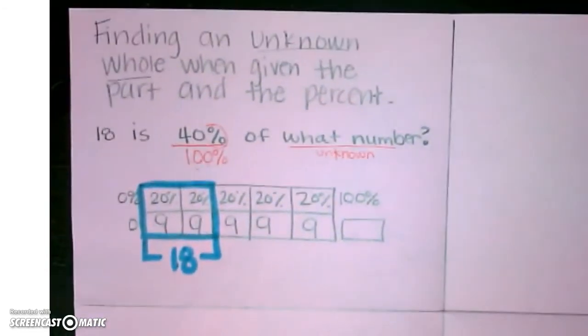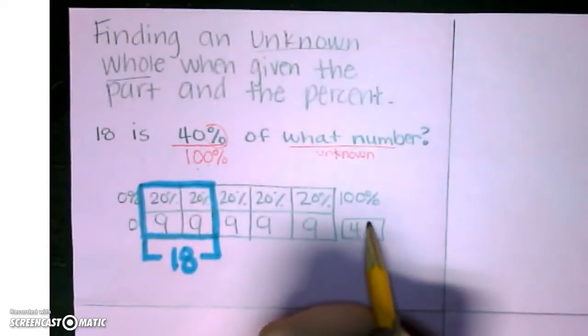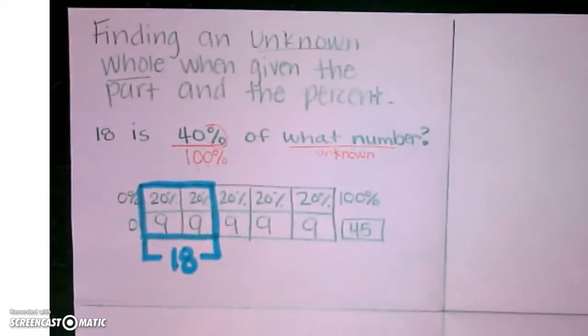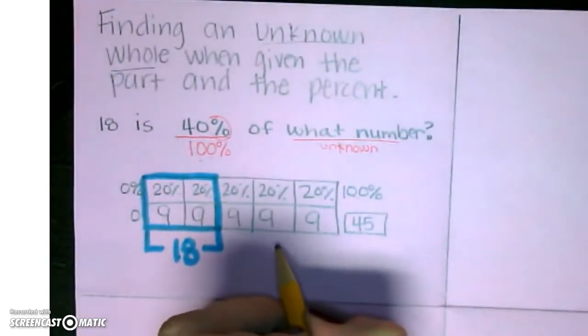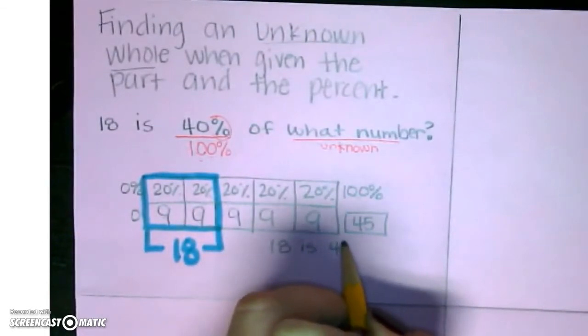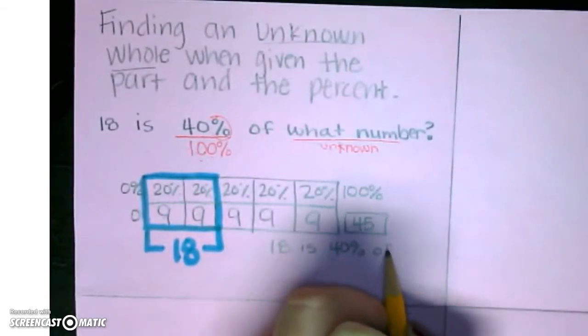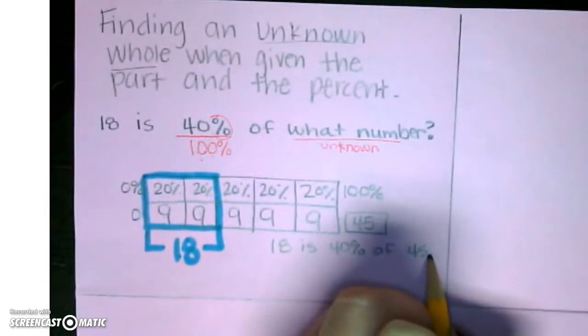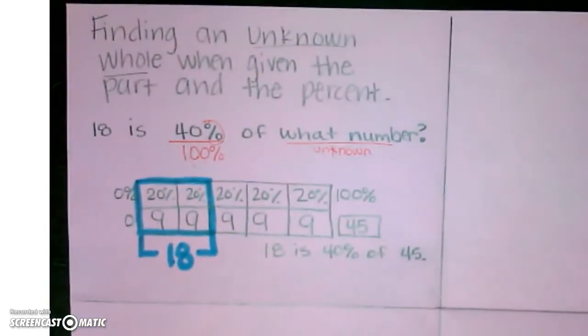And now you have enough information to find your whole. 9 plus 9 plus 9 plus 9 plus 9, or 5 9s, is 45. So then you could answer something like 18 is 40% of 45. There's your answer statement, and you're done.